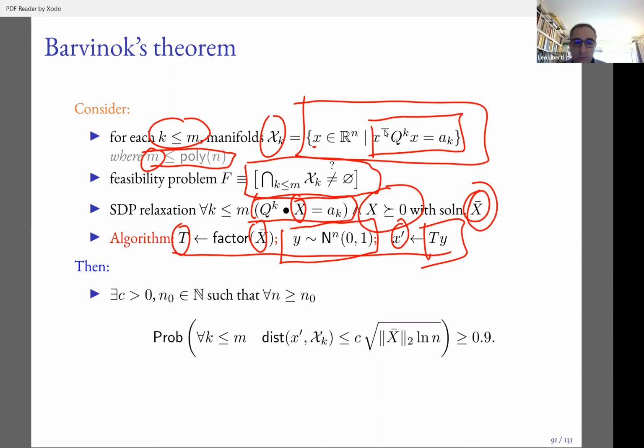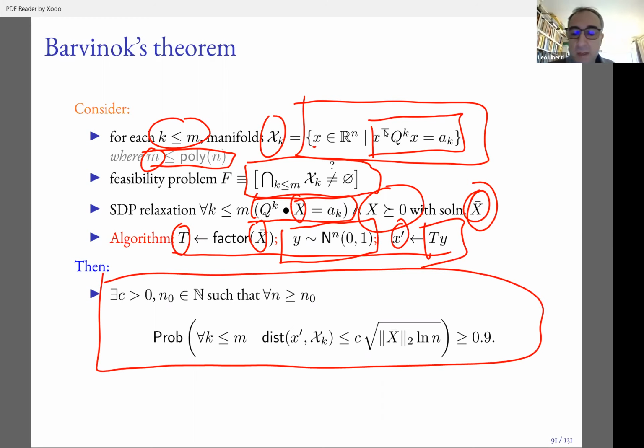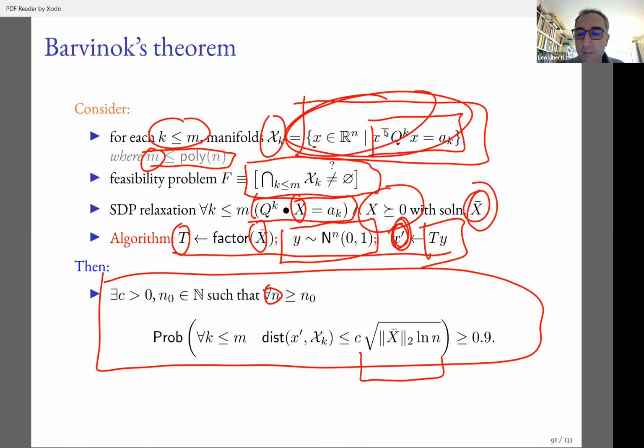So Barvinok proves that this concentration of measure occurs here, this kind of statement. So there exists a universal constant C and an N0 integer, such that for every larger integer n, the probability that the distance between this solution that you found with Barvinok's naive algorithm and each of the manifolds is bounded above by this function that increases with n, but very, very slowly. Okay, and the probability of this happening is 0.9.